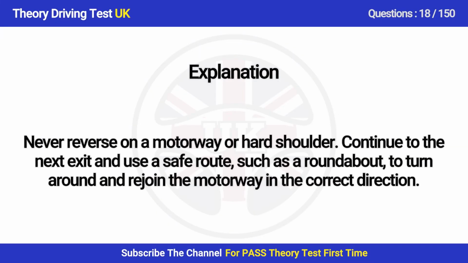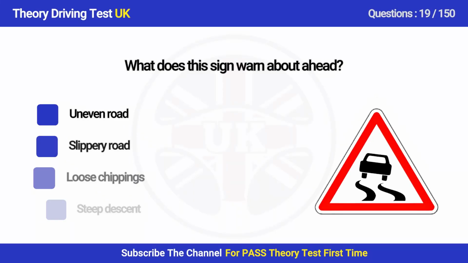Never reverse on a motorway or hard shoulder. Continue to the next exit and use a safe route, such as a roundabout, to turn around and rejoin the motorway in the correct direction. Question 19. What does this sign warn about ahead? A. Uneven road. B. Slippery road. C. Loose chippings. D. Steep descent.